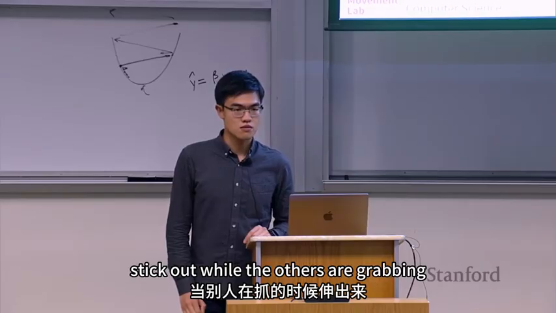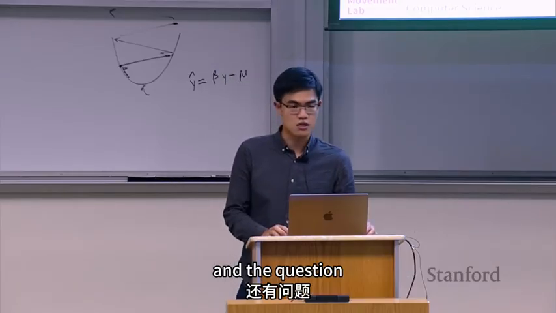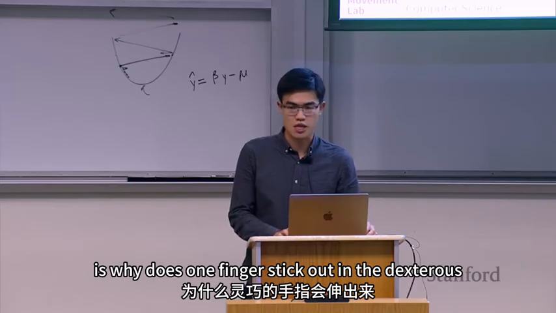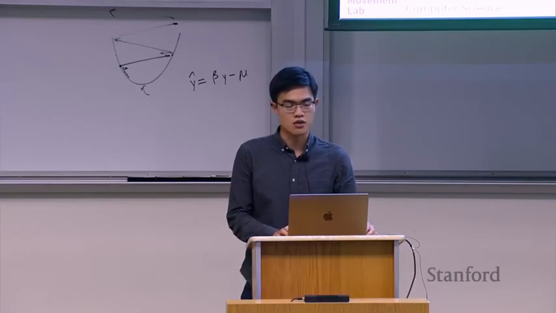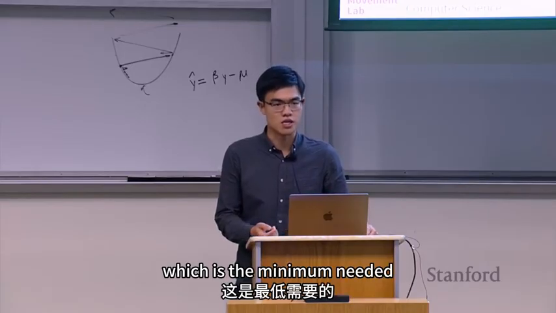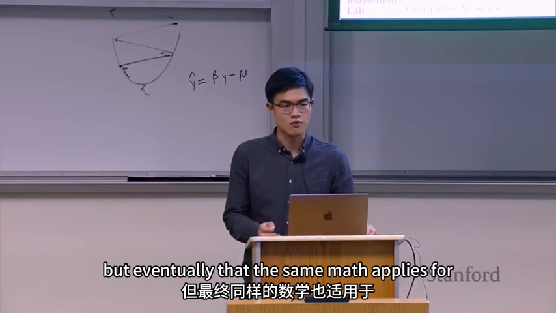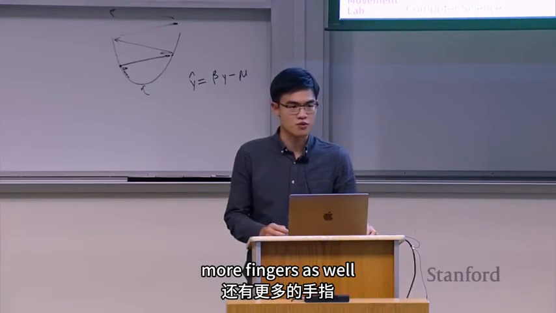While the others were grabbing? Yeah, so I'll just repeat the question. The question is, why does one finger stick out in the dexterous grasping project? The reason is that for that particular one, we only consider 3-finger contact, which is the minimum needed. So the 4th finger is just kind of sitting there. But eventually, the same math works for more fingers as well.